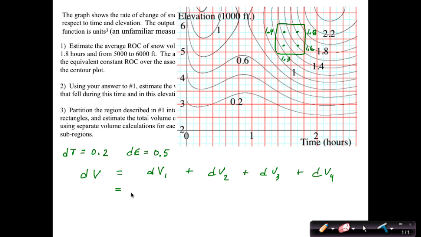And each one of those is going to be, so how do we get dv1? 1.4 times 0.2 times 0.5. And this is going to be the same for all of them, right? Which is 0.1. So dv2, let's go across here, it's 1.8 times 0.1. dv3, is that 1.3? And then dv4, 1.6.